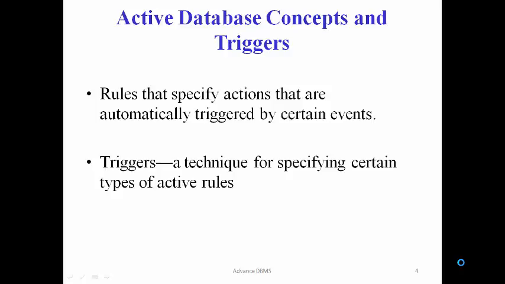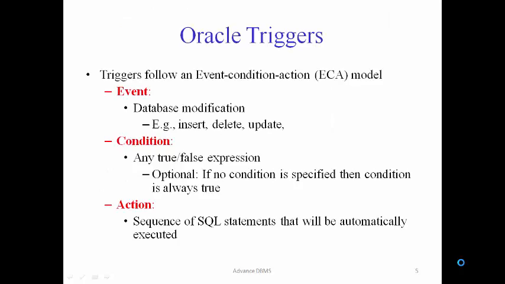A trigger is nothing but a technique for specifying certain types of active rules. Each trigger in the database management system consists of three parts: the event, condition, and action. It is also called the ECA model. The event is any database modification operation, for example insert, delete, or update. Based on the event, the condition is checked as a true or false expression. If it is true, execute some actions. If it is false, do some other actions.